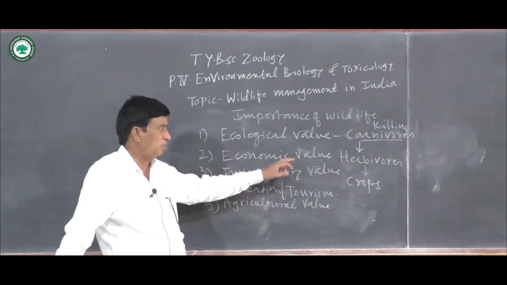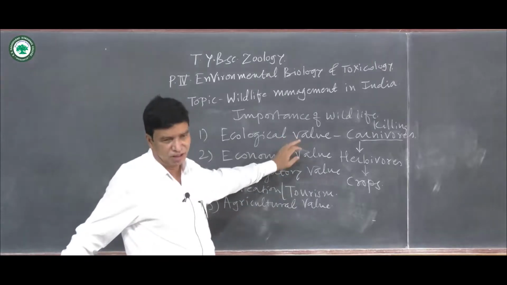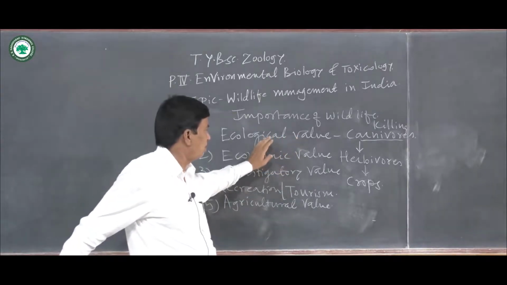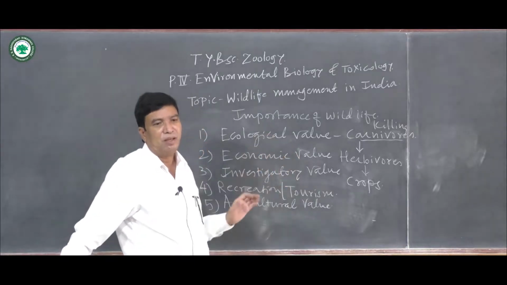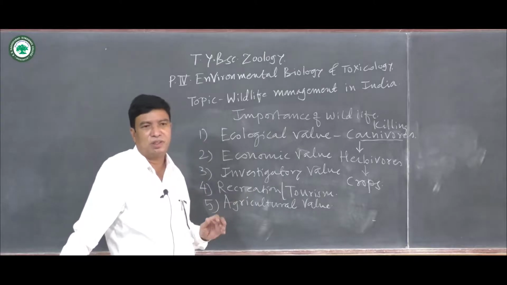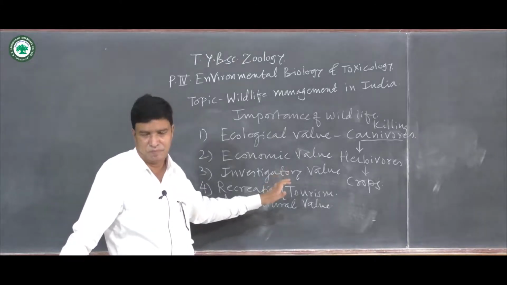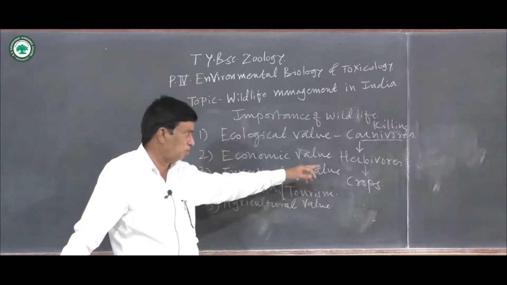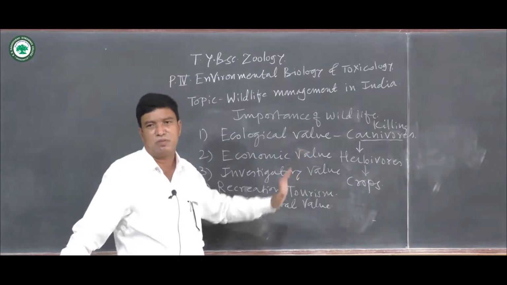It is one example of ecological balance, and that one is called ecological value. Maintenance of every organism in a food chain to maintain balance of nature. It is one example of maintaining balance of nature.